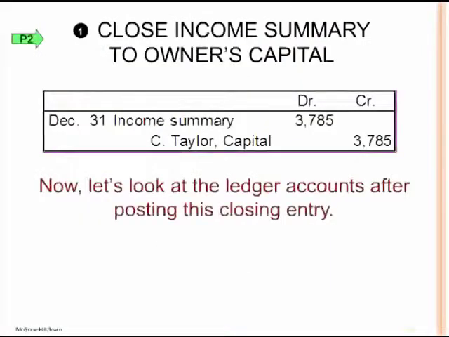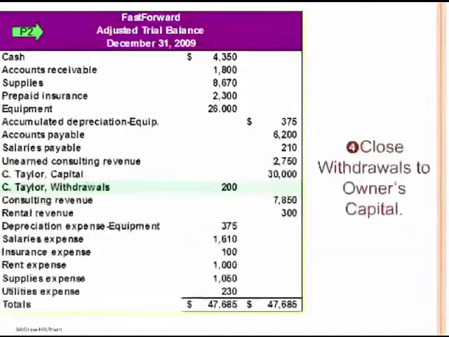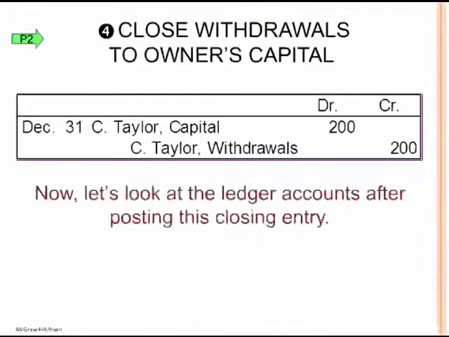We debit the income summary for $3,785 and credit C. Taylor Capital for the same amount. Now we have increased owner's capital for income earned during the period. We can see that the balance in the income summary is zero, and the balance in the capital account has been updated. The final closing entry is to close withdrawals to owner's capital. Let's take a look at the journal entry.